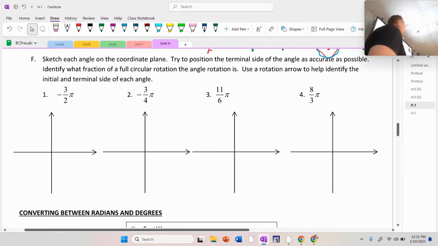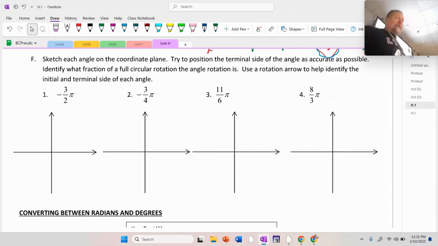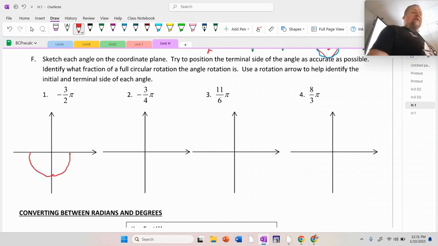Where does negative 3 pi over 2 land then? I'm going to give you a hint. It's up, down, right, or left. Which one is it? It's up, because this is negative pi over 2. This is negative 2 pi over 2. This is negative 3 pi over 2. Got it?